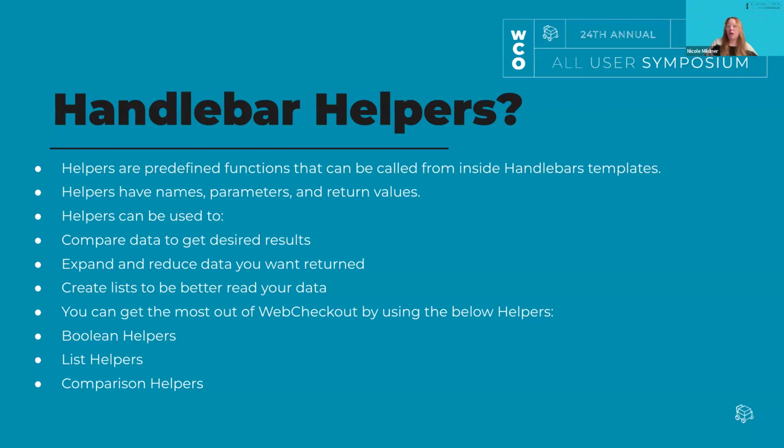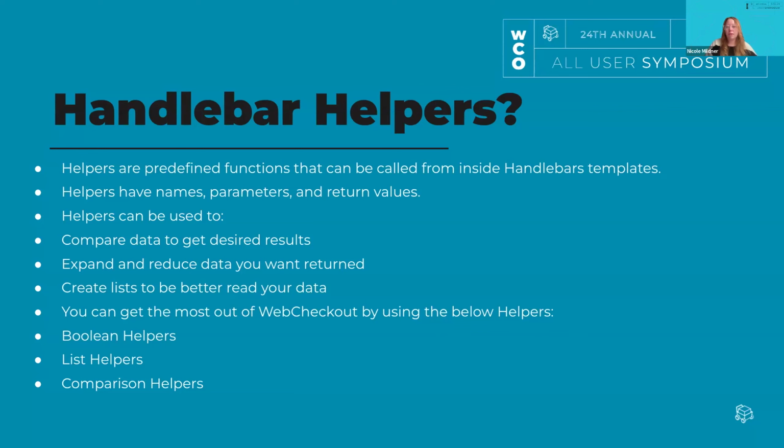So to start us off, what are handlebar helpers and what are they capable of? Basically, handlebar helpers are predefined functions that can be called from inside the handlebar templates, in this case, the email templates. The helpers have different names, they have different parameters and return values, and they're basically mostly used to compare your data to get the results that you need.